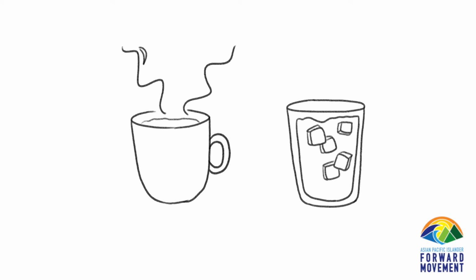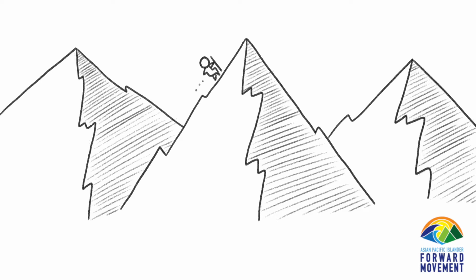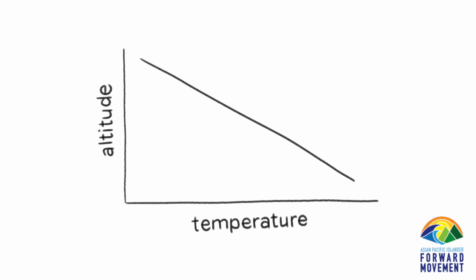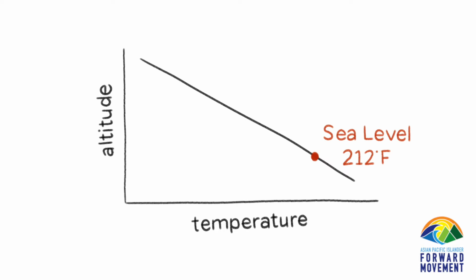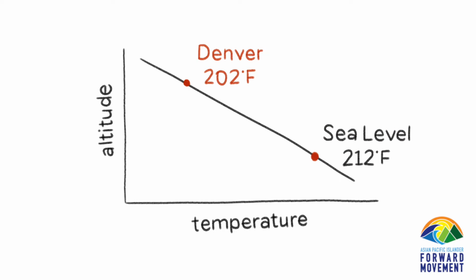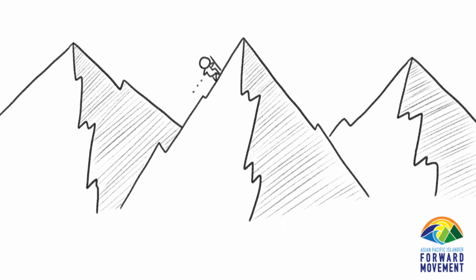Did you know that the boiling point of water changes based on altitude? As altitude increases, the atmospheric pressure pushing down on water decreases, allowing the water to boil at lower temperatures. For example, the boiling point at sea level is 212 degrees Fahrenheit, while in Denver, Colorado, it's around 202 degrees Fahrenheit. So unless you know your altitude's boiling point temperature, the ice water method is more reliable.